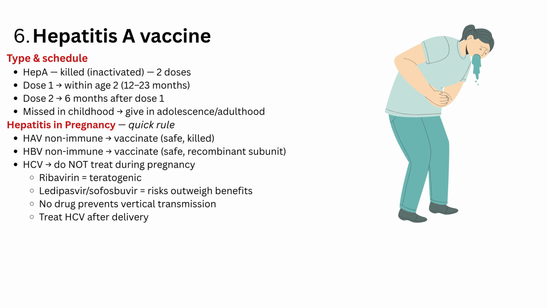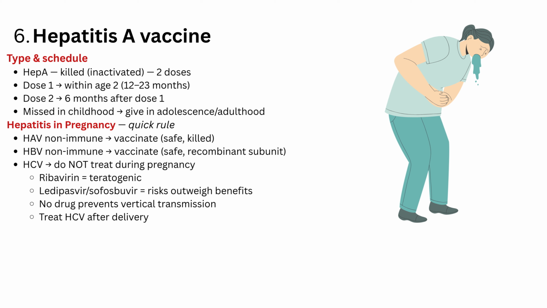Now let's talk about hepatitis A vaccine. The hepatitis A vaccine is a killed vaccine, which means it is safe in both pregnancy and in immunocompromised patients. It is given in 2 doses. The first dose is given between 12 to 23 months of age, and the second dose is given 6 months later. If it is missed in childhood, it can still be given later in adolescence or adulthood, using the same 2-dose schedule.